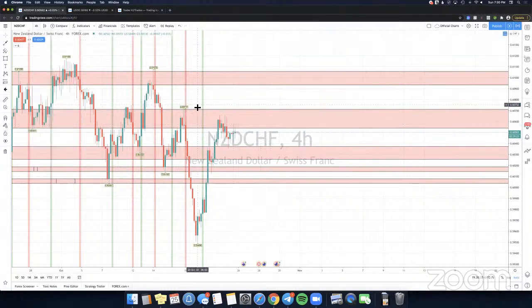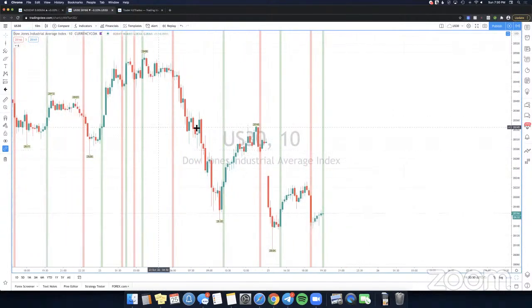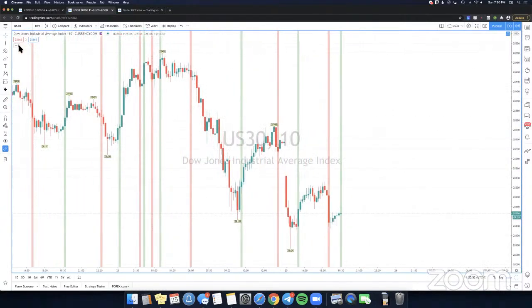Here, I'll just show you real quick what I did. So basically, here's NZD-CHF. I'm going to go over to US 30 real quick. I'm just going to show Velocity real quick what I did because it's a little complicated, but it's also a little easy. So let me just show you an example of what I did.